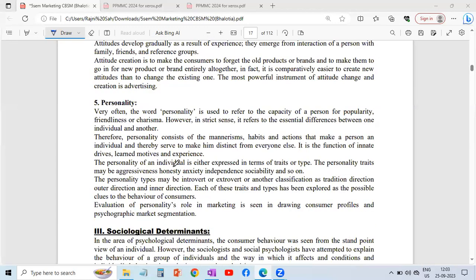Some personalities will hit you, they will mesmerize you, and some personalities will be there that you don't like at all. You don't want to be around them also.